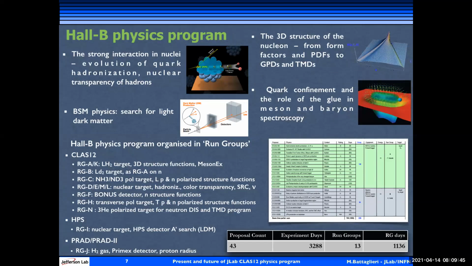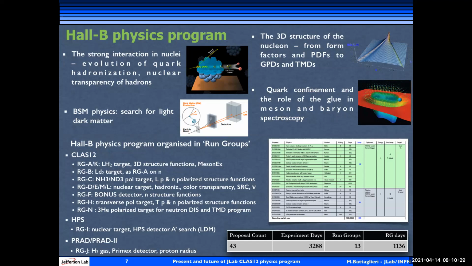The Hall B physics program is quite complete in terms of hadron physics, including interaction of nucleons, studying in particular the evolution of quark hadronization and nuclear transparencies of hadrons in nuclei, but also the 3D structure of the nucleon, in particular form factors and PDFs. The two main items are GPDs and TMDs, but there are also other side items, like for instance quark confinement and the role of the glue in meson and baryon spectroscopy. This is part of the program, but also some physics beyond the standard model. But I'm not going to talk about that. I'm mainly focusing on CLAS12.